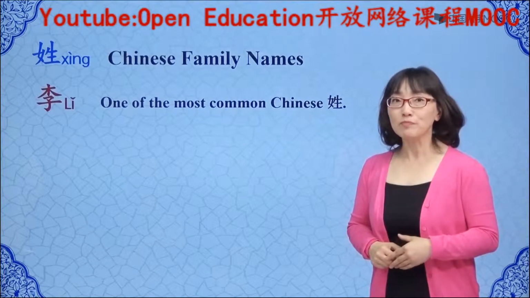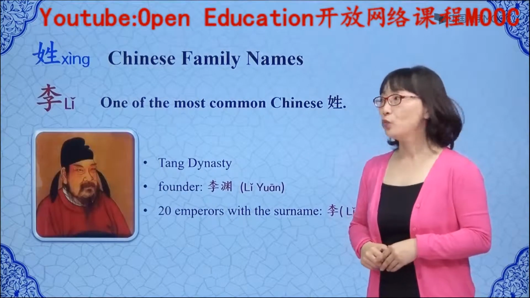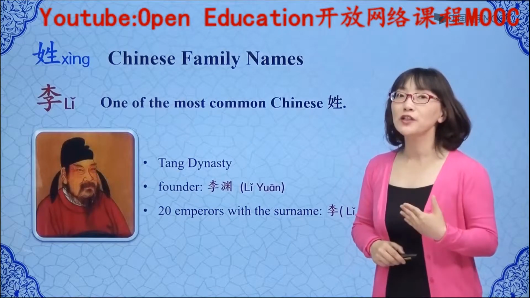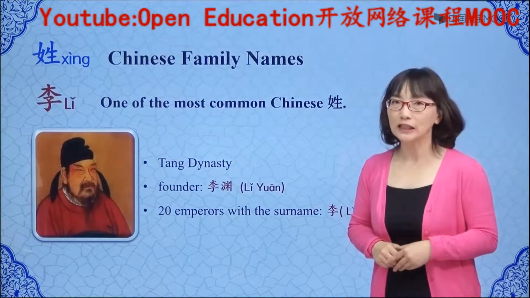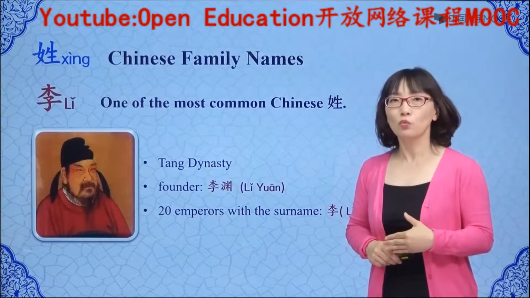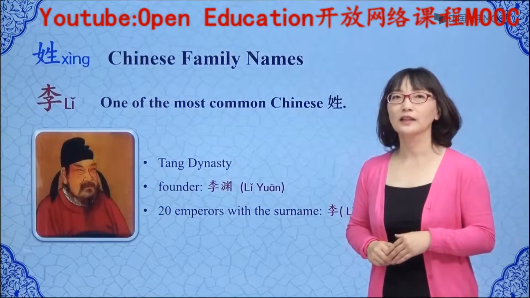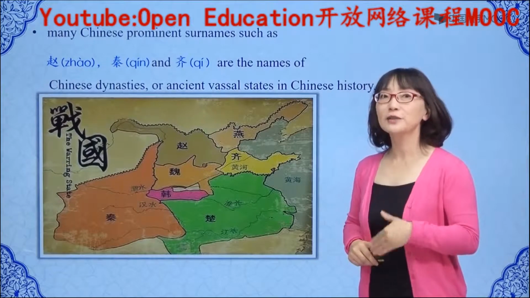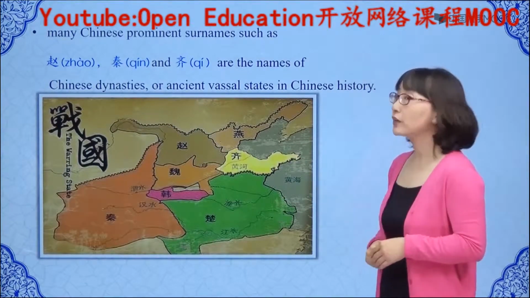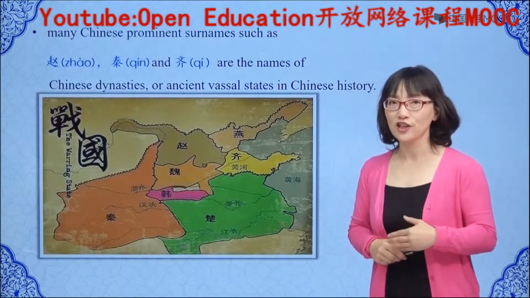This surname became extremely widespread in China during the Tang Dynasty, which was founded by the Li leader Li Yuan and ruled by 20 emperors with the surname Li. During this period, the royal surname Li was granted to many generals, officials, and their clans. Like Li, many prominent Chinese surnames such as Zhao, Qin, and Qi are also the names of Chinese dynasties or ancient states in Chinese history.